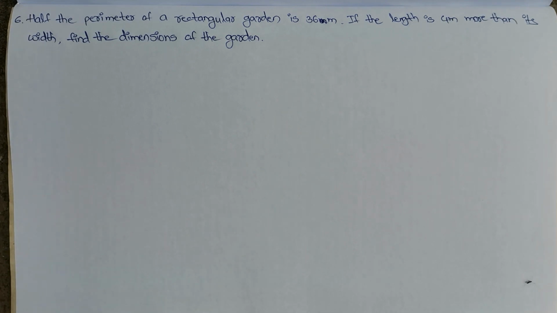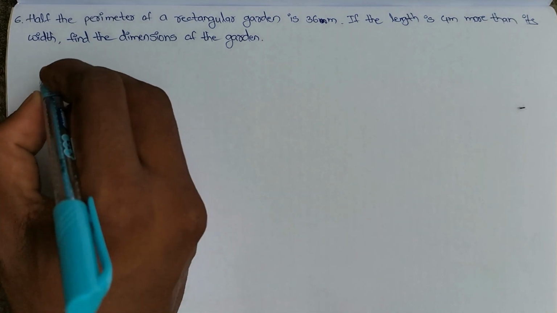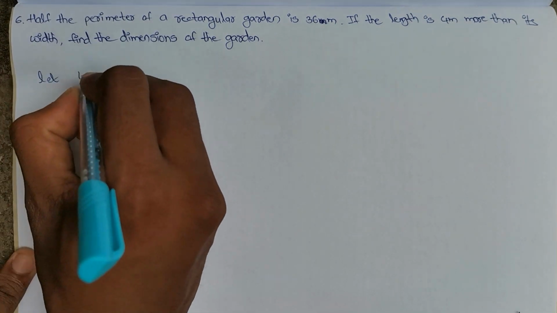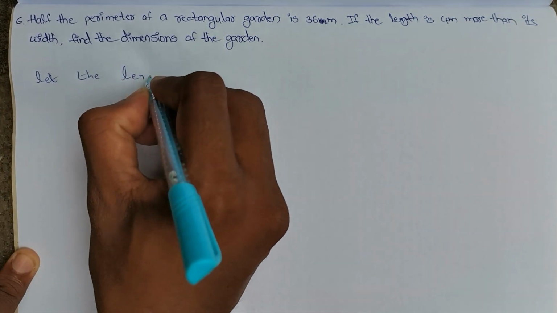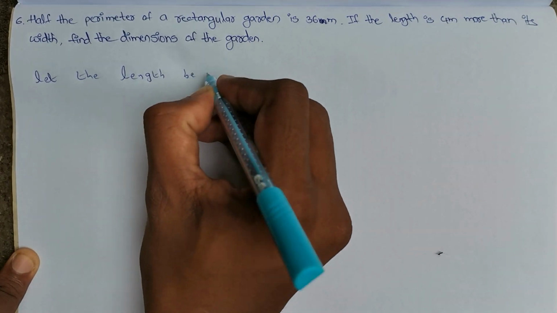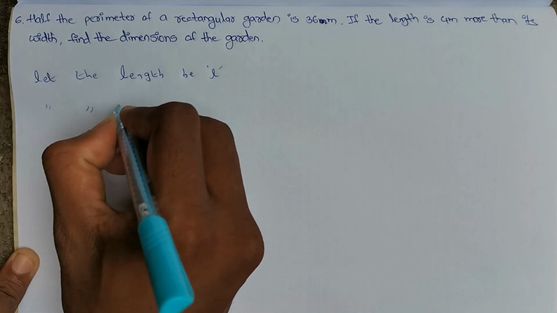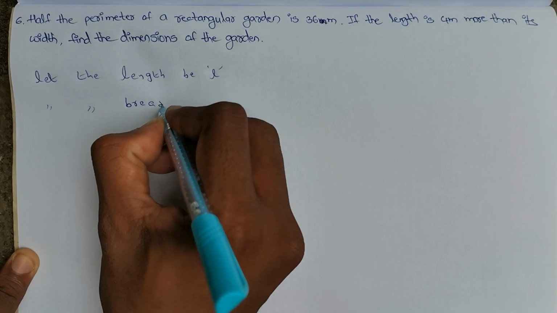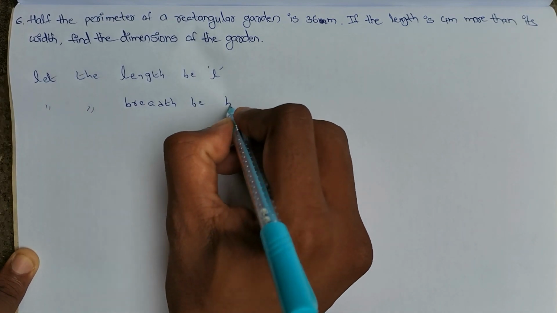So in this case, I am not going to write any other alphabets, that is X or Y, and simply I will go with length and breadth only. L for length, B for breadth. Let the length be L and breadth or width be B.